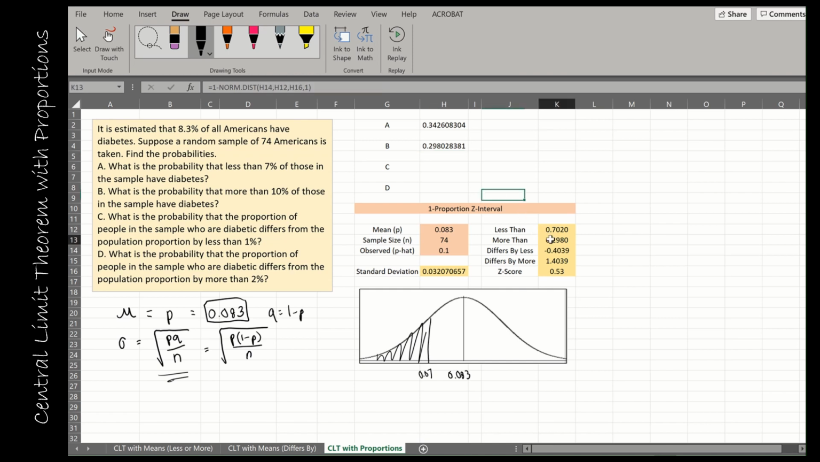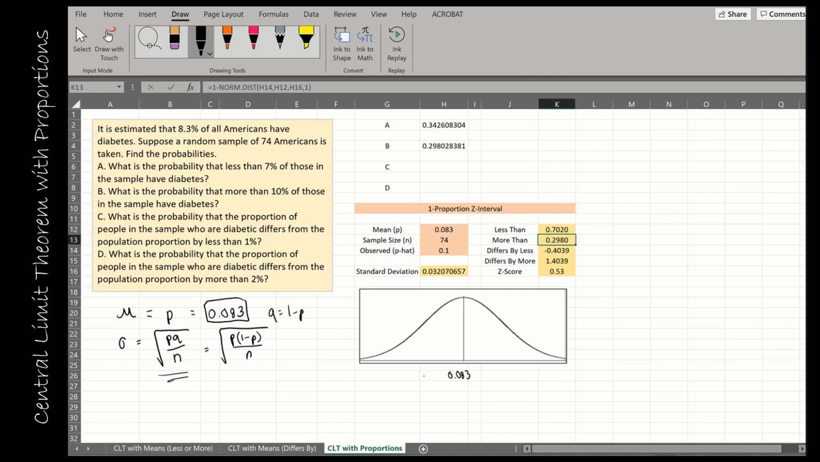And again, what did I do differently down here? Nothing. I just used the inputs instead. Now let's take a look at the differs by. Again, these are the tricky ones. So for the first one, it says the proportion of people in the sample who are diabetic differs from the population by less than 1%.